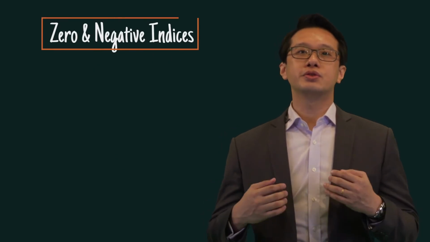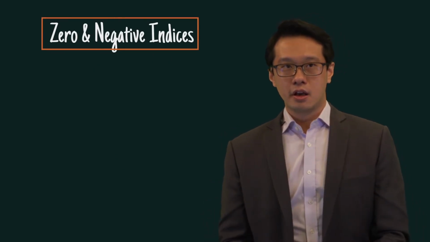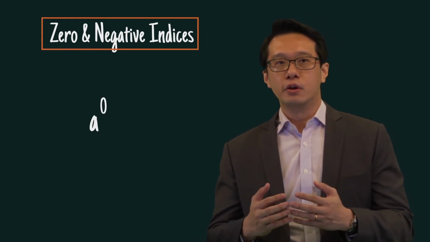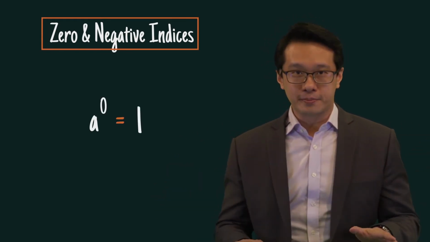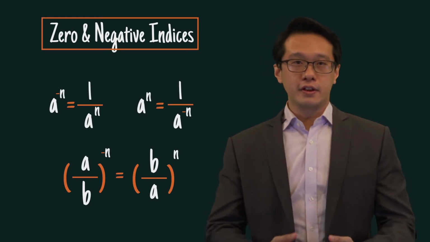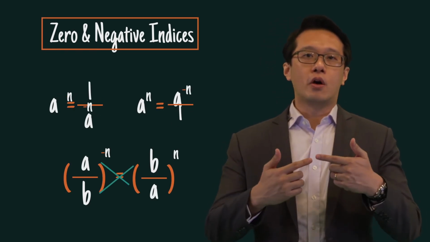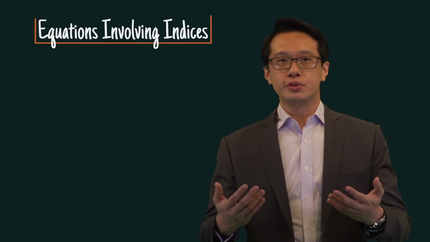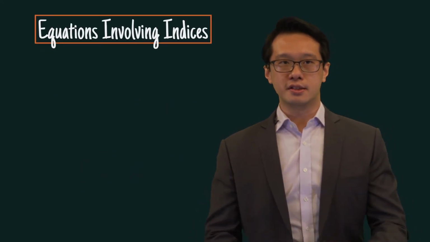Next, we were introduced to zero and negative indices. For zero indices, it simply means anything to the power of 0 is 1. Anything. For negative indices, you simply flip or reciprocate the term or the fractions. We were also introduced to solving equations involving indices.